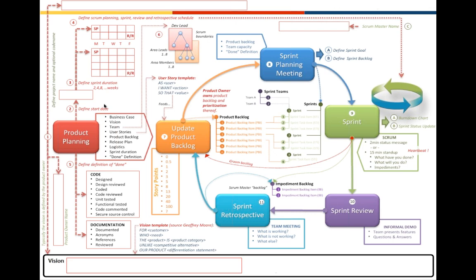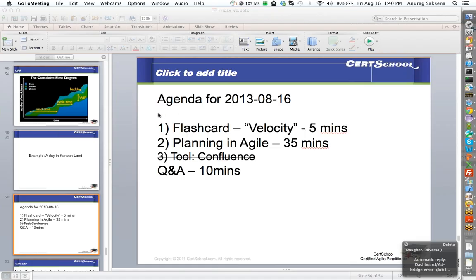All right, let me take a little bit of break here, look at all the questions that we may have, and then we will test our knowledge from what we have learned today. So the first question here: velocity is dependent on dev team size.